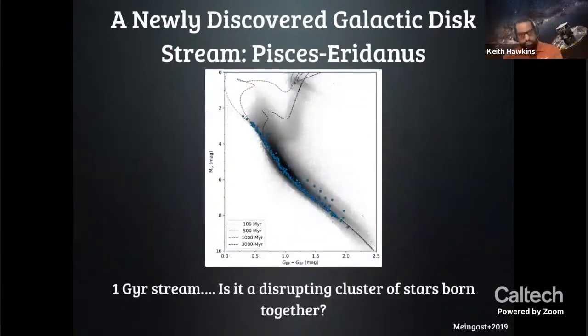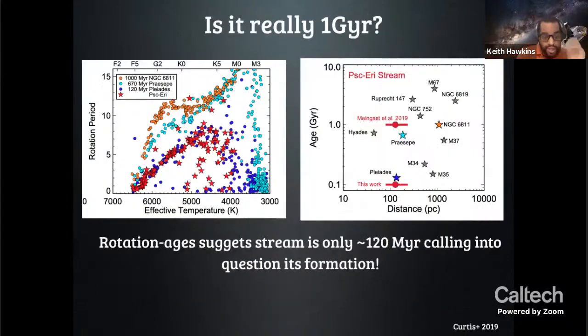They did a CMD fit to find that it was a gigayear old, but then Jason Curtis went back and did rotation periods and found that actually this thing is not a gigayear, it's only 120 million years old, which makes it even more interesting, because it's this 120 million year old, 400 parsec long stream. And what we're really interested in is, okay, is this thing homogeneous or not? And did it form together as homogeneous? So this is that particular cluster, and this is the Pleiades. So it's kind of like a Pleiades-like cluster.